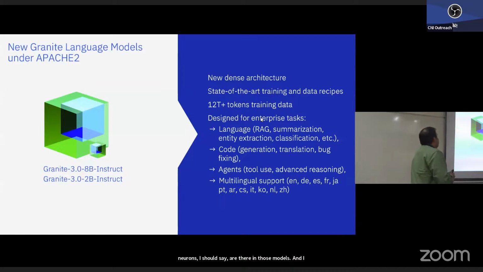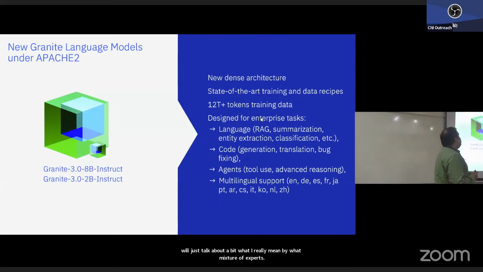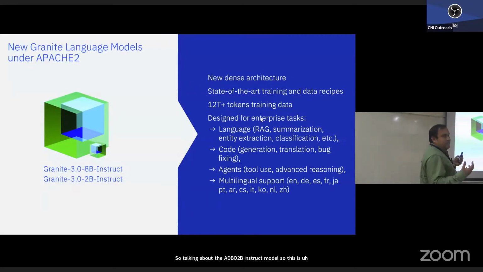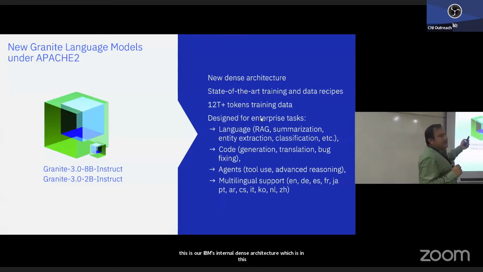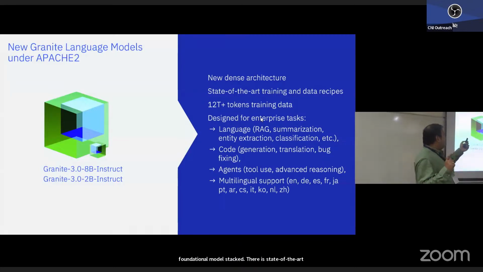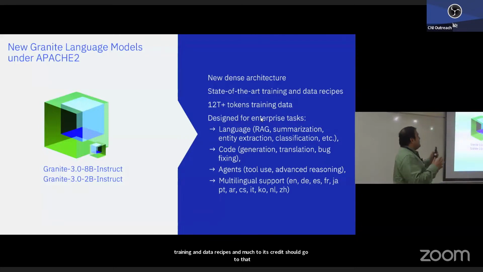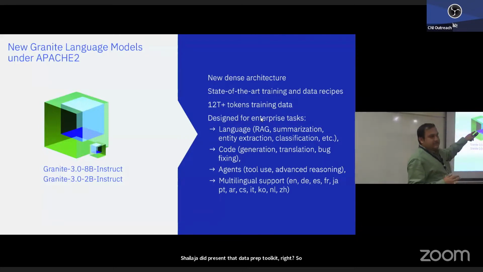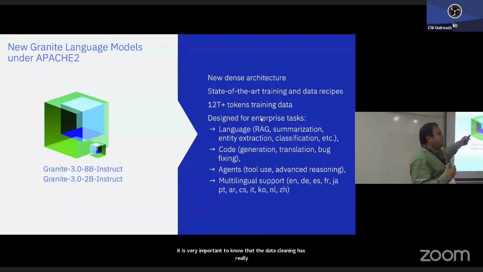So talking about the 8B or 2B instruct model. This is IBM's internal dense architecture, which is in this foundational model stack. There are state-of-the-art training and data recipes, and much credit should go to the data prep toolkit that Shailaja presented, right? It is very important to know that the data cleaning has really helped us here, because we need not see as many tokens as Llama or GPT-3 typically need to see.